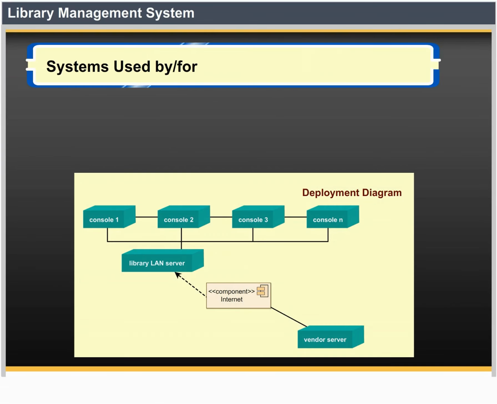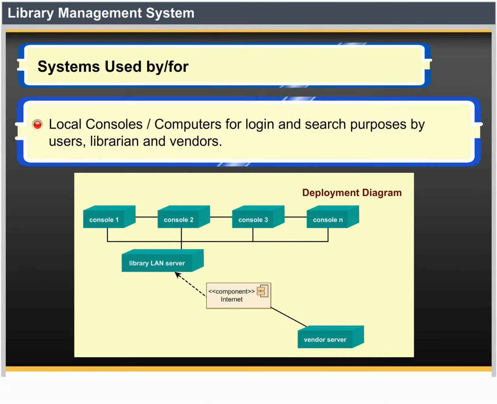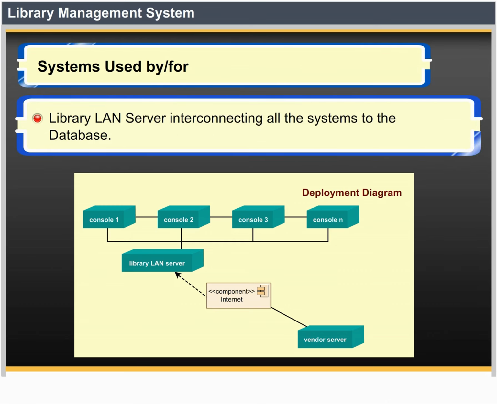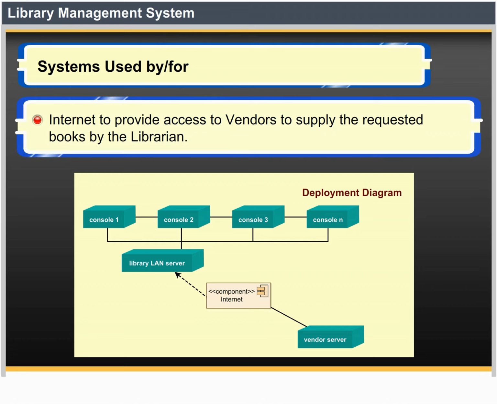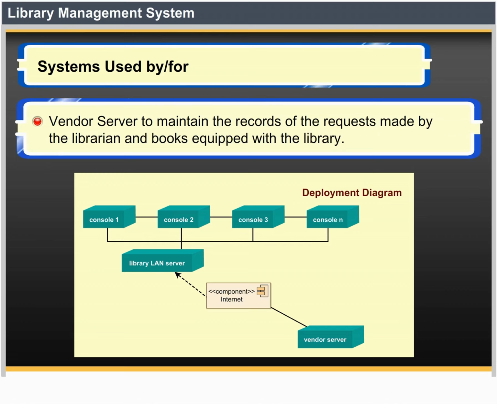Deployment diagram. The system is used for local consoles or computers for login and search purposes by users, librarian and vendors. The library learn server interconnects all the systems to the database. The internet provides access to vendors to supply the requested books by the librarian. The vendor server maintains the records of the requests made by the librarian and books equipped with the library.